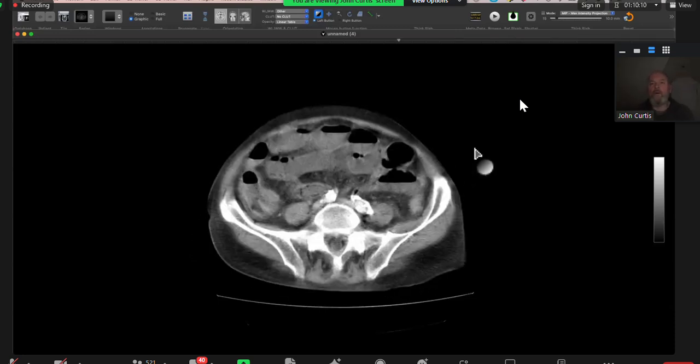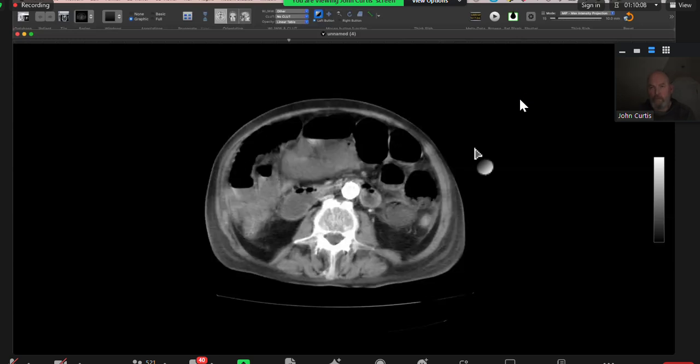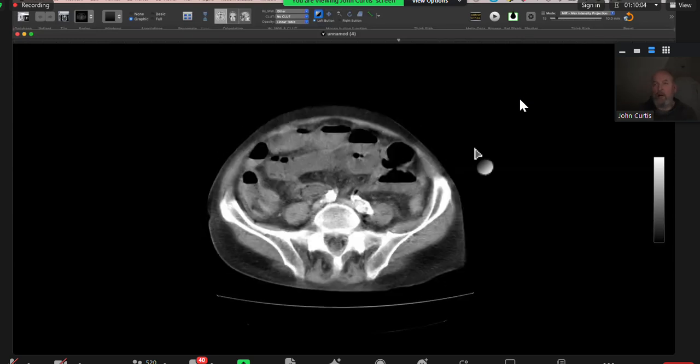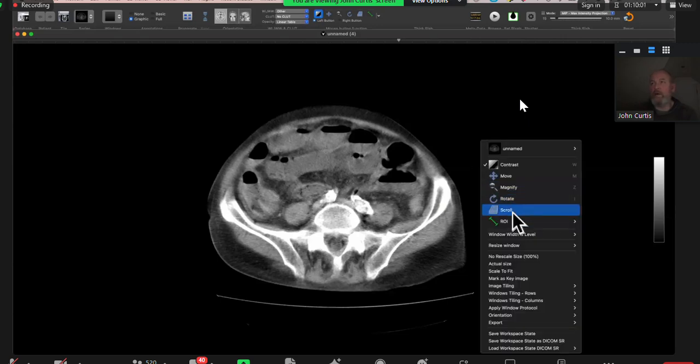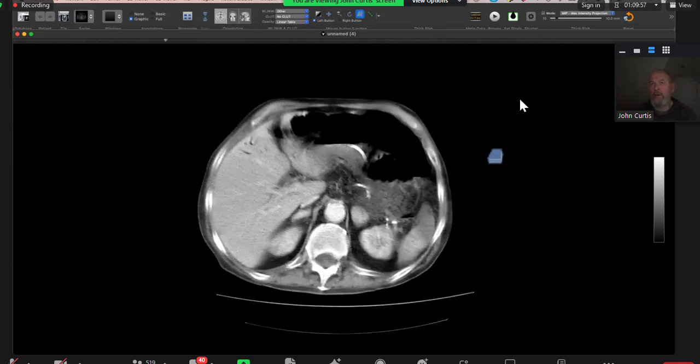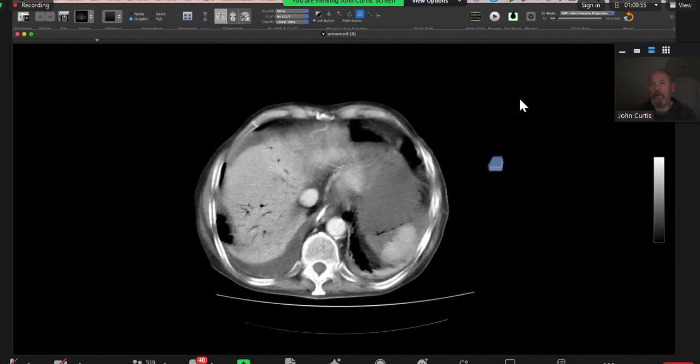Apologies, it's just jumping from slice to slice. I'll scroll for you then. Is that okay? Sorry, yeah, it might be the internet connection.